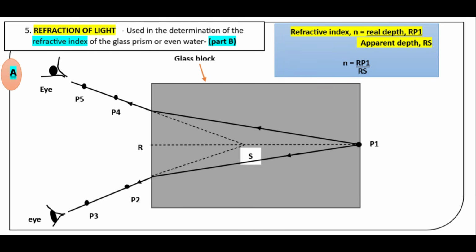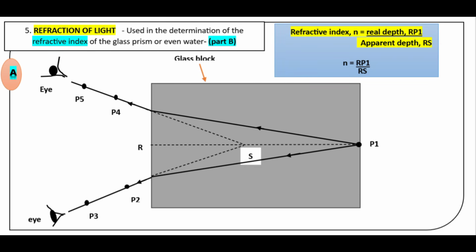So you are focusing pin 1 to make two more pins in a straight line. Then through the eye again, you are focusing on this other side, the pin 1, so that you see them in a straight line, and then you join them with the straight lines. So once you get the two lines, you join them and extrapolate, you realize you get a point S where the two lines are meeting.